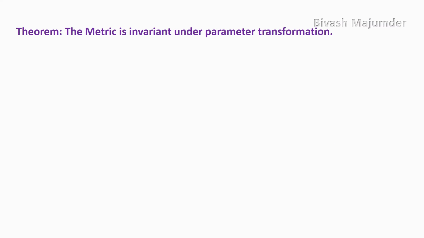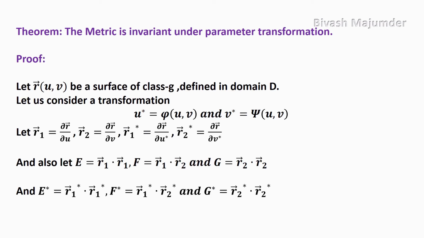At last, we prove this theorem, which states that the metric is invariant under parameter transformation. Now let us begin with the surface R. Let us consider a transformation u star and v star as functions of u, v, and R1, R2, E, F, G, and R1 star, R2 star, E star, F star, G star defined as per the rule.